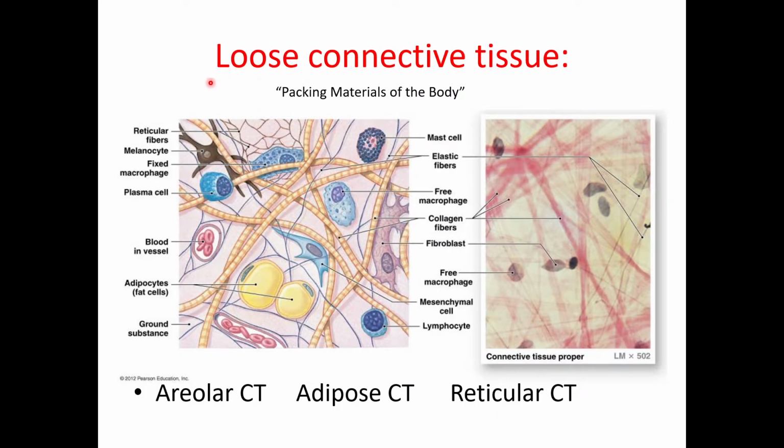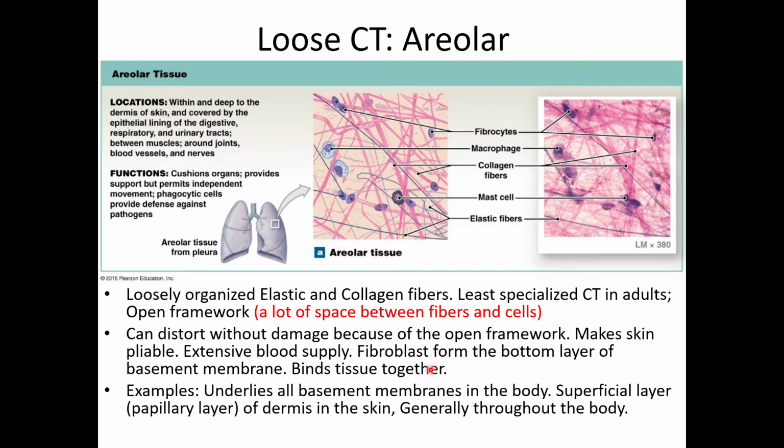Now moving on to loose connective tissue. We have three different types: areolar, adipose, and reticular. One of the biggest functions that these three tissue types share together is the act of cushioning. That is one of the major functions that is shared among them.